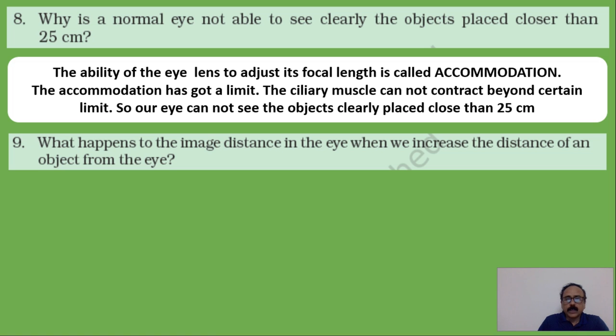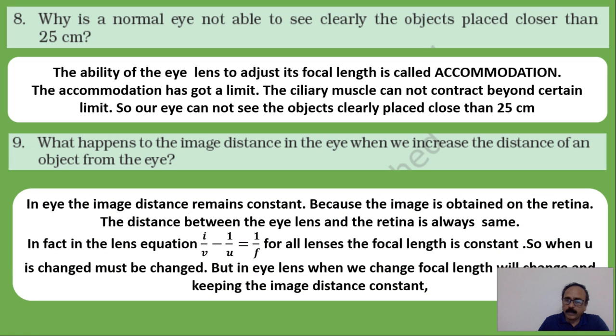What happens to the image distance in the eye when we increase the distance of an object from the eye? In laboratory conditions, when we change the object distance, the image distance will also change, because there the focal length is constant. But in the case of the eye lens, the focal length is adjusted and the image distance is constant. So the answer is image distance remains constant.